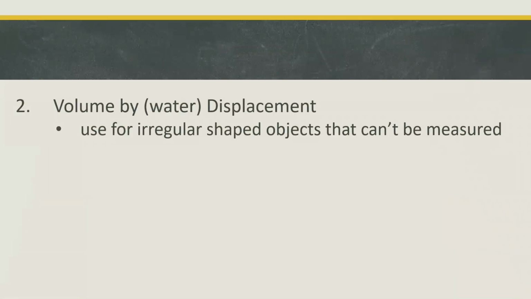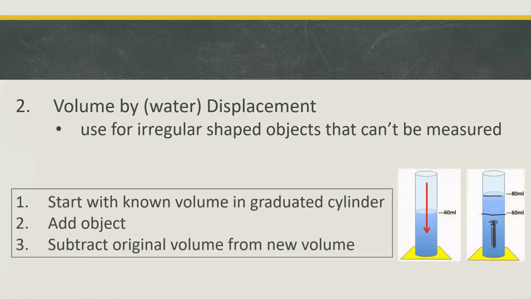The second option, if you're not given volume, and it could be in milliliters, would be finding volume by water displacement. This is used for irregular shaped objects that you can't measure the sides using the length, width, and height equation. So in this case, you start with a known volume in a graduated cylinder. For example, 60. We know that because there's marks on the graduated cylinder.